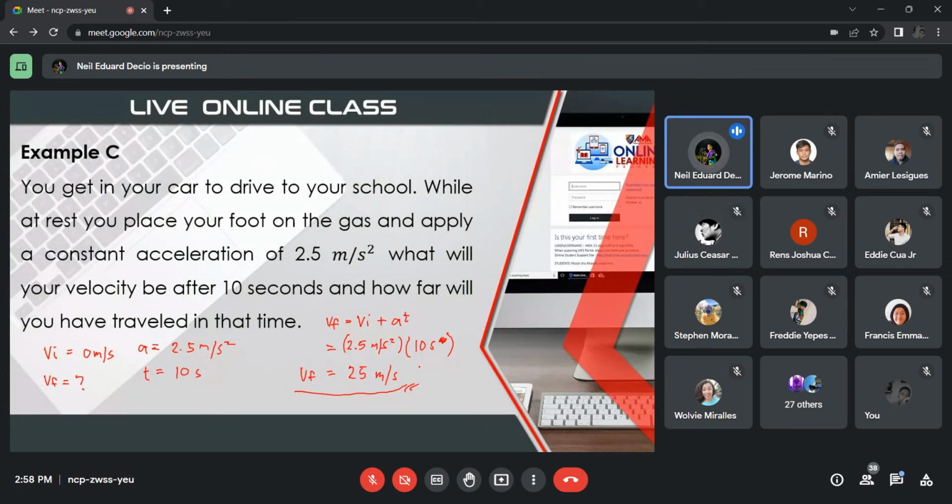Okay, so we are now given, may nakita, ano? We are now given the initial velocity, final velocity, we're also given time, and acceleration. So what we are looking for is how far will you have traveled in that time? So we have actually yung kanina, may apat tayong, I mean, apat pa or limang formula. I think there are five formulas given. I'm going to go back to that slide, or I think I can just edit the slides so you can see the formula.